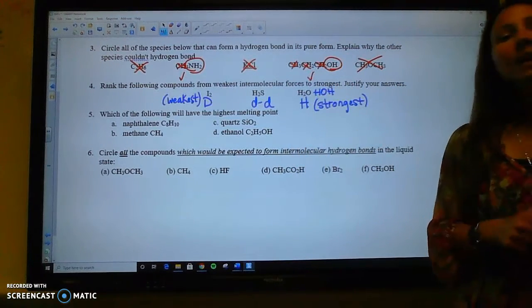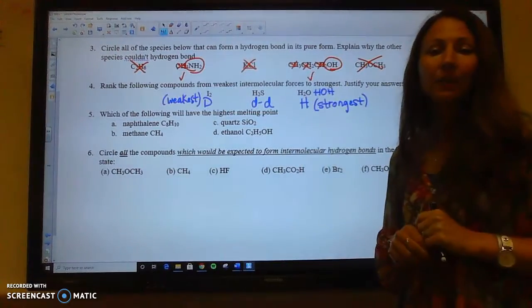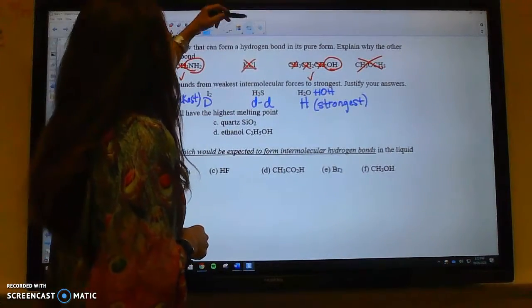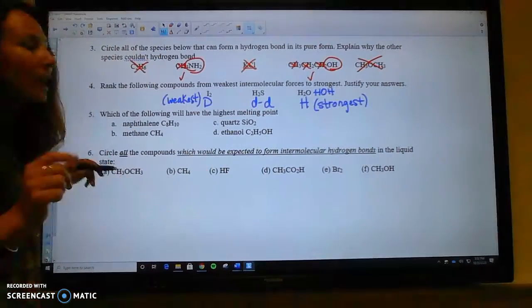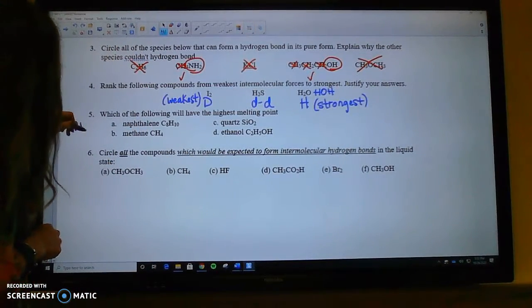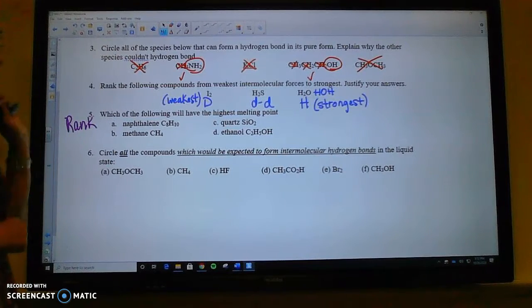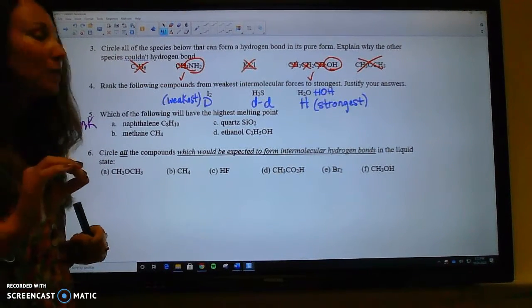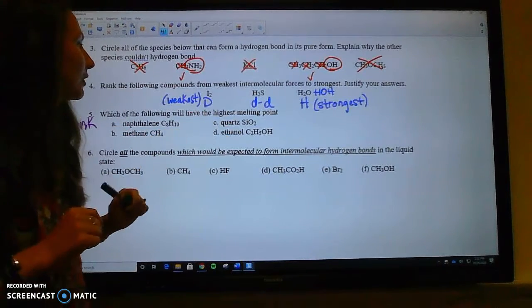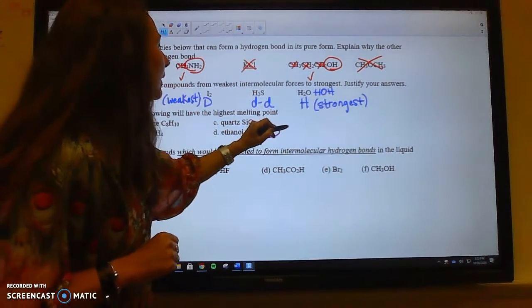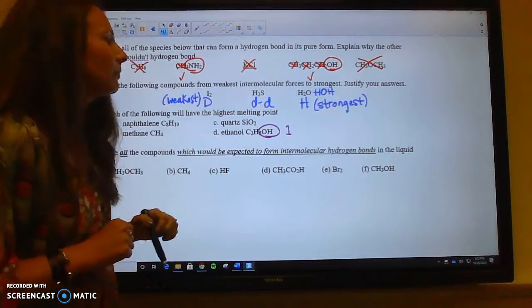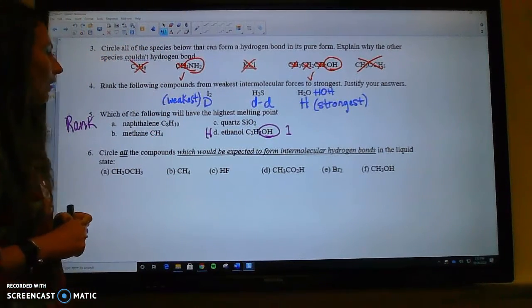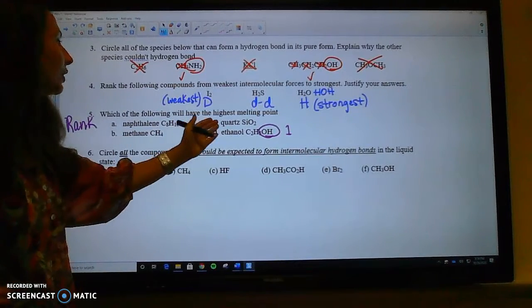Okay? Number 5, this would be a really good question on a test, but instead of just asking you to pick which of these 4 have the highest melting point, I want us to rank these. So we're going to rank these from the highest melting point to the lowest. So highest melting point should involve hydrogen bonding. Which one of these looks like it has hydrogen bonding? This one right here. So that is going to be our first one, and that is because of the hydrogen bonding.